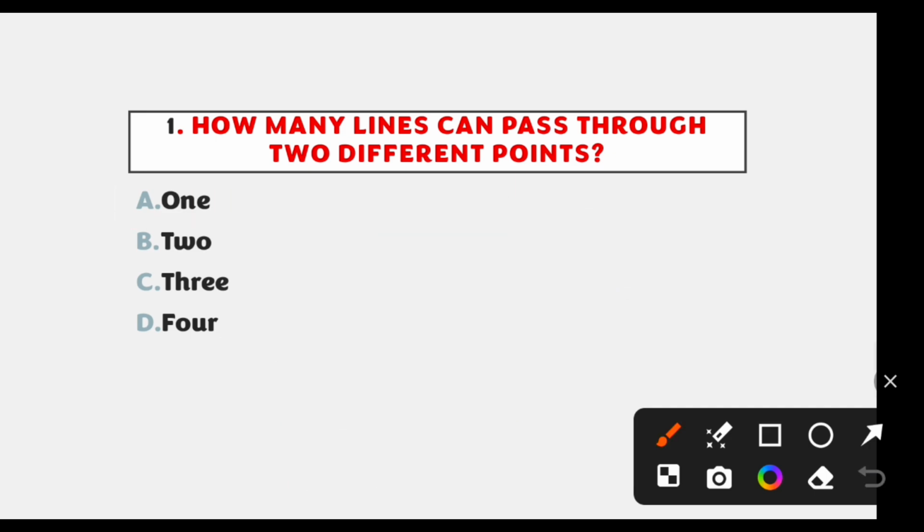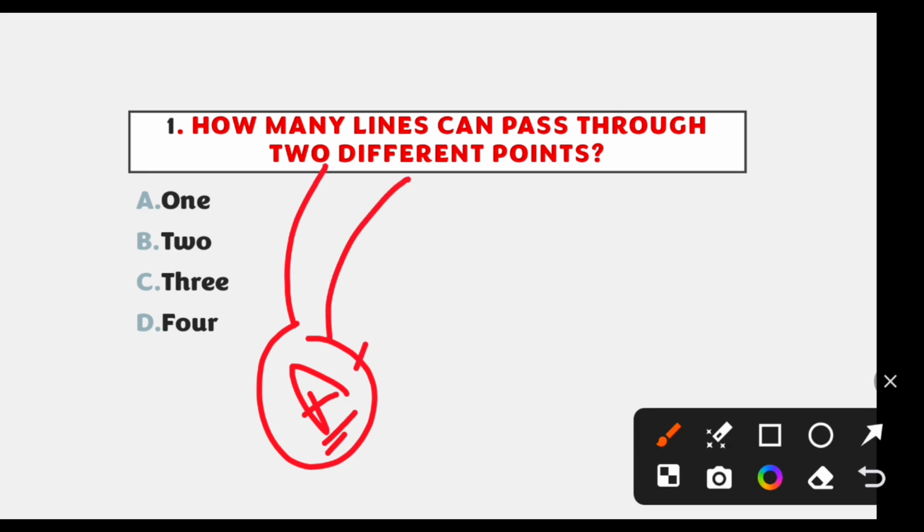Let's take a second example. If we have only one point, okay? If we have only one point, we can pass many lines from it, like this, like this, like this, like this. So if you are given a question that how many lines can pass through a single point, you have to answer that many lines. And if you are given the condition like this question, that how many lines can pass from two different points, you have to answer that only one.